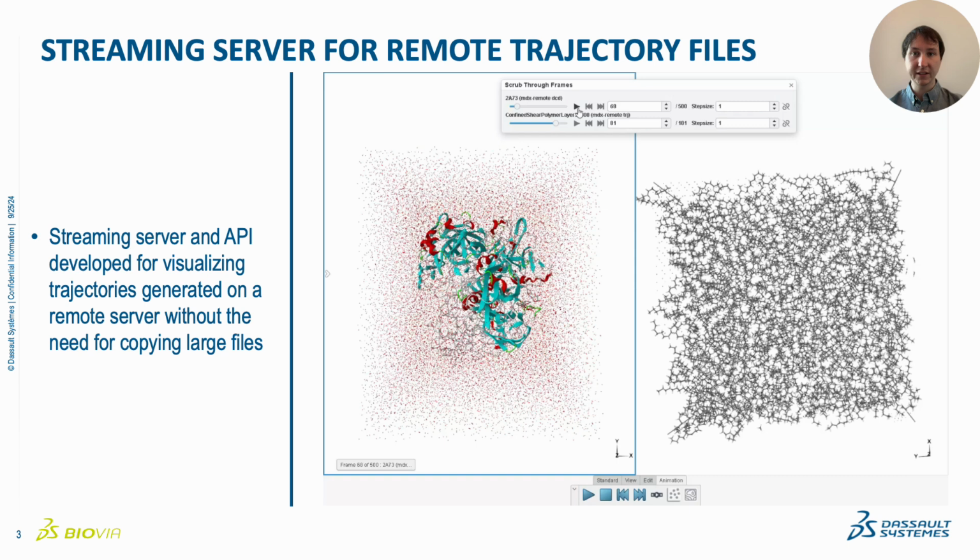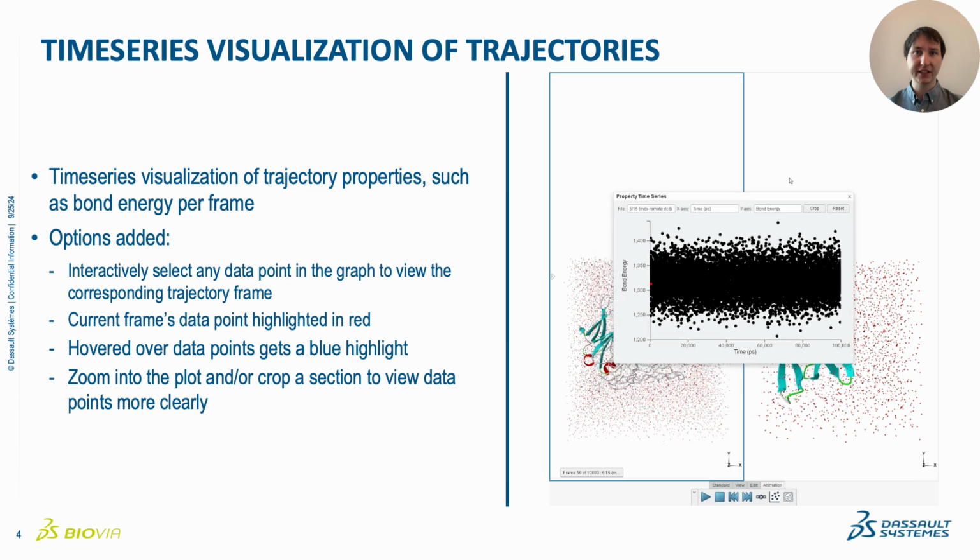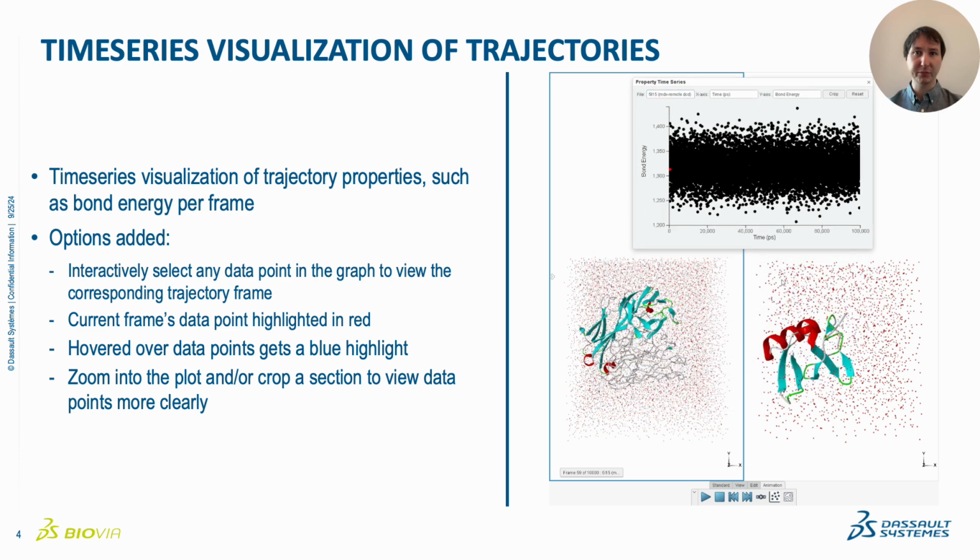Frames are loaded as needed into a cache and then displayed. This reduces the memory needed to display the trajectories as the entire trajectory file is not loaded into memory. For very large trajectories, only a portion of the frames will ever be loaded into memory, and never the entire trajectory file. The next project I worked on was a time series visualization of trajectory properties.